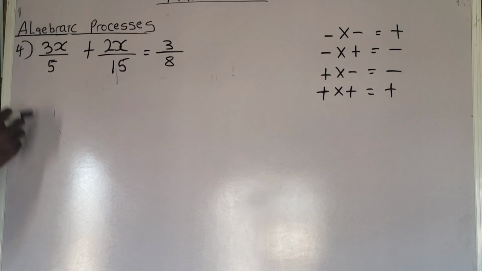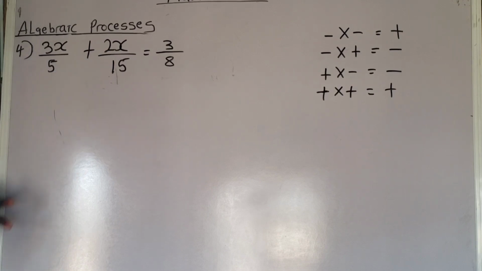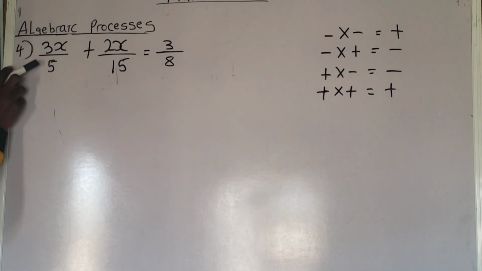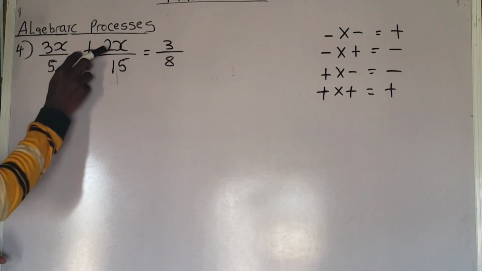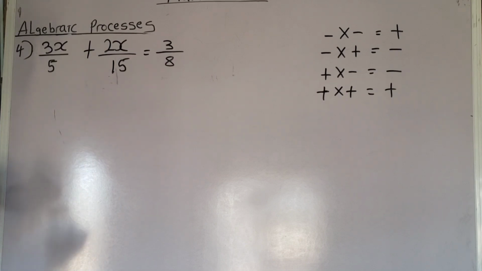Now, the left hand side of the equation, we have 3x over 5 plus 2x over 15. The first step here is to take the LCM. What is the LCM of the denominators? The denominator is the bottom part of the fraction. The denominator of this is 5. The denominator of 2x is 15. So what is the LCM of 15 and 5? LCM simply means lowest common multiple.